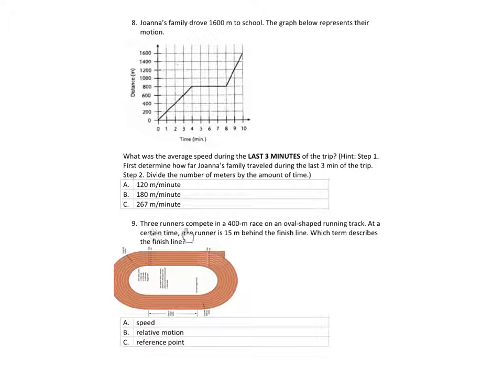Number 9. 3 runners compete in a 400-meter race on an oval-shaped running track. At a certain time, one runner is 15 meters behind the finish line. Which term describes the finish line? A. Speed. B. Relative motion. C. Reference point.